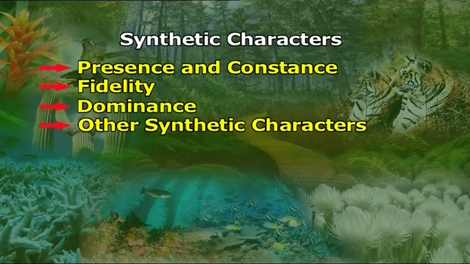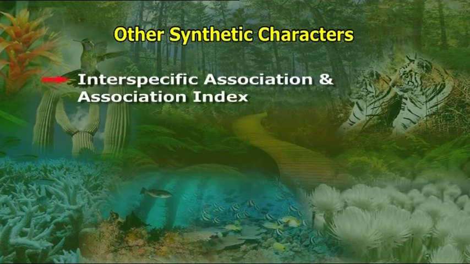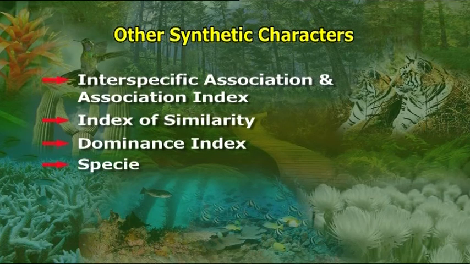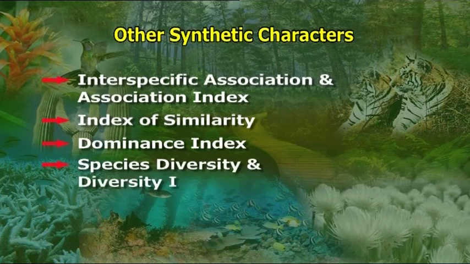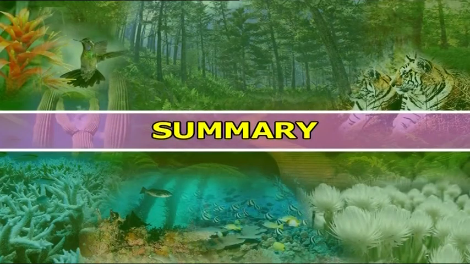Other synthetic characters include interspecific association and association index, index of similarity, dominance index, species diversity and diversity index, etc. Thus, we can say that character description plays a very significant role in determination of structure of any biotic community of an ecosystem. In this particular lecture of environmental biology, we have gained an idea of a very important aspect of community ecology in terms of biotic community.